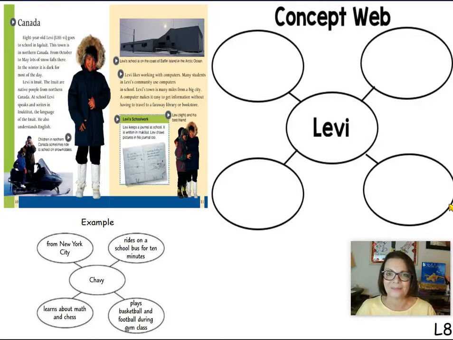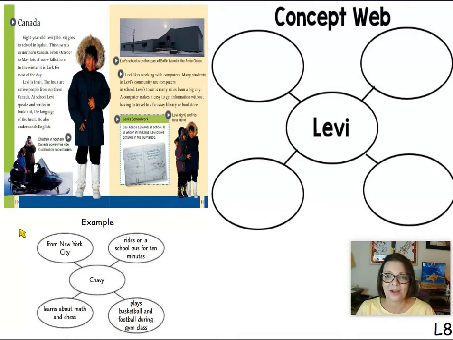So if you would like to pause the video so that you can draw your own concept web really quickly, then this would be a great place to pause the video. Now we're going to try and fill out our concept web. And I noticed from looking at the example down here that we are looking for information that we can put in each one of the circles.